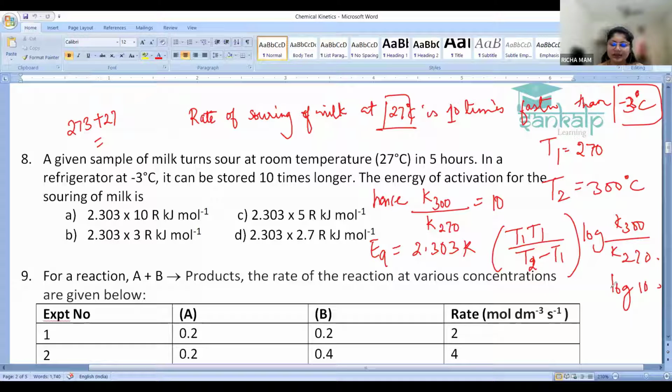The activation energy that I am getting is 2.303 into 2.7 R kilojoules per mole. So option number D.